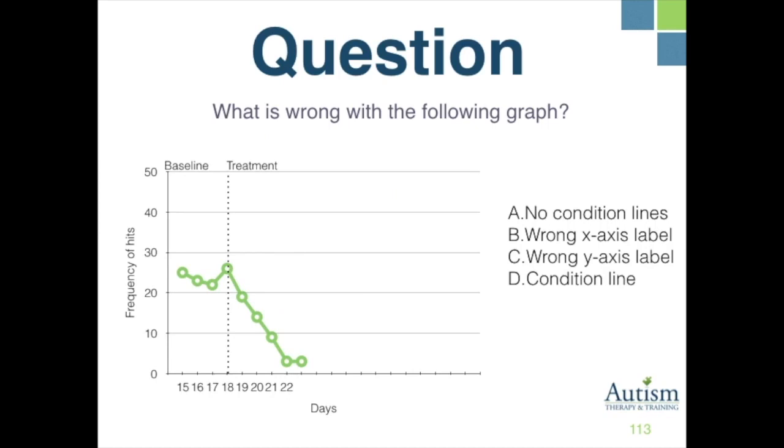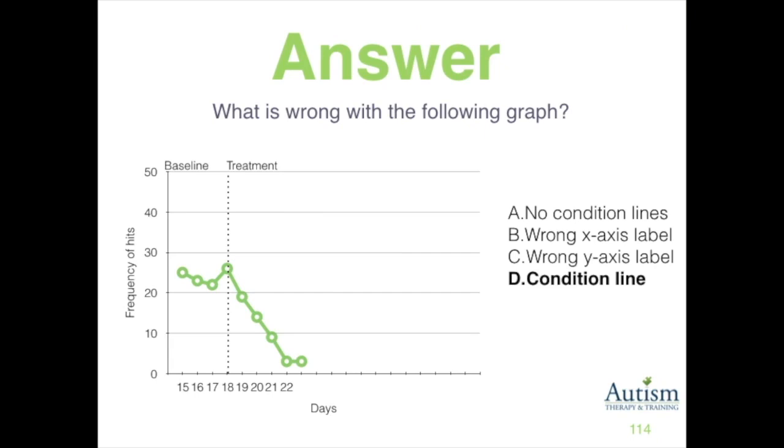What is wrong with the following graph? A, no condition lines, B, wrong x-axis label, C, wrong y-axis label, or D, condition line? And the correct response is D, the condition line. Remember, the data points should never cross over the condition line. So that condition line should not be there, or the data points should not be connected to one another.